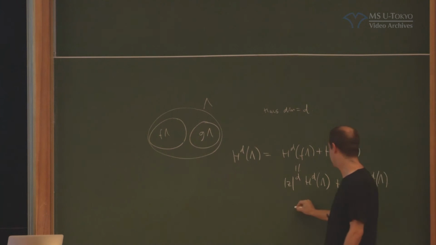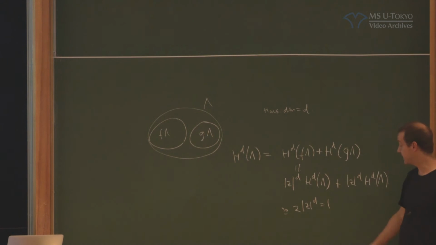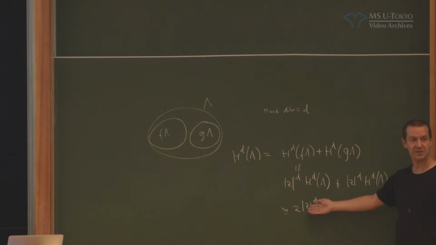Well, so 2 times z to the d is 1. So that tells you what d is in terms of the absolute value of z. No contradiction yet, except that this is a subset of the plane, so its Hausdorff dimension, whatever it is, is less than or equal to the Hausdorff dimension of the plane, which is 2. And just from that, you see that the absolute value of z has to be less than or equal to 1 over the square root of 2.